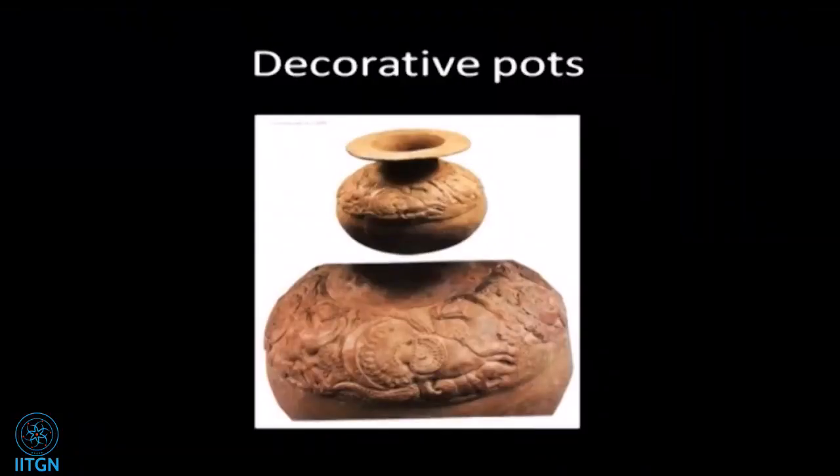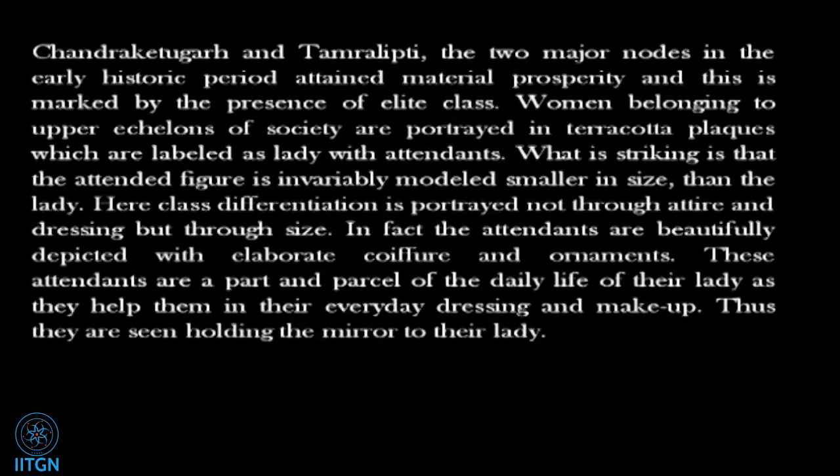Quickly, this is a beautiful decorative pot that has been found from the Chandraketugarh Tamluk area. I was constantly mentioning Tamralipti also, because Chandraketugarh was perhaps the feeder port for Tamluk, for Tamralipti, which was a very important port till the 8th century. We have the last mention of Tamluk, Tamralipti as a port or as a place in the Dudhpani rock inscription, which is from the middle of the 8th century. So we have these kinds of representations which you have seen.